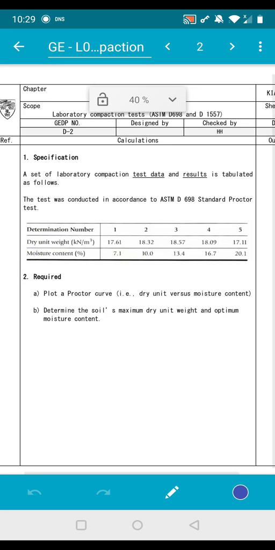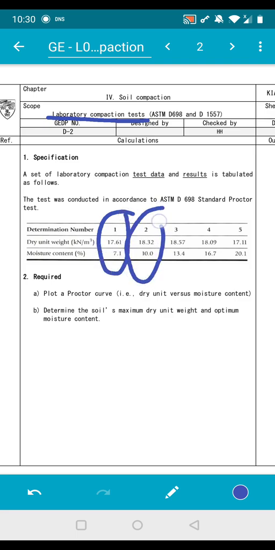Let's move on to problem number 2, specification. Still under the scope of laboratory compaction tests. A set of laboratory compaction test data and result is tabulated as follows. The test was conducted in accordance to ASTM D698 standard proctor test. So the first data, second, third, fourth, and so on. And what is required? A, plot a proctor curve, dry unit weight versus moisture content, and B, determine the soil's maximum dry unit weight and optimum moisture content.